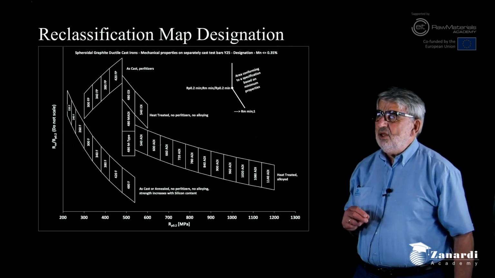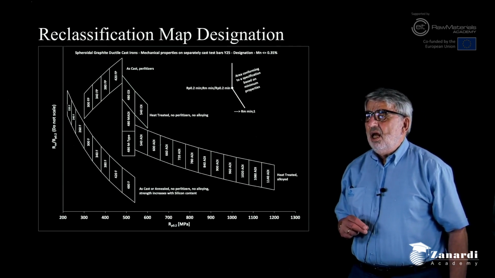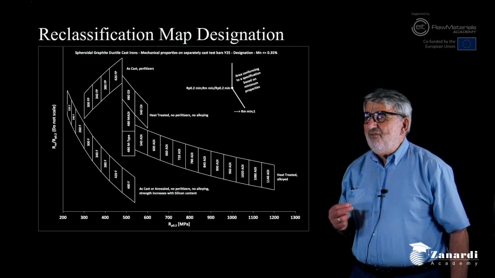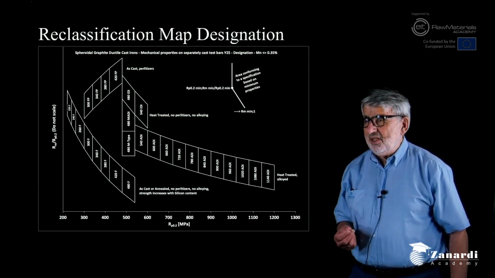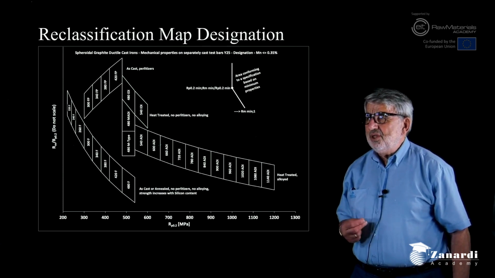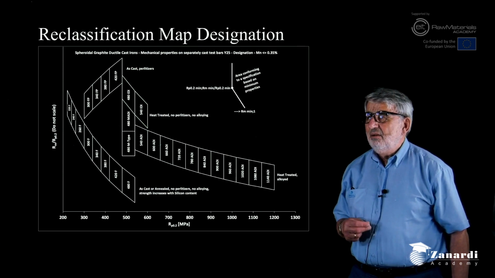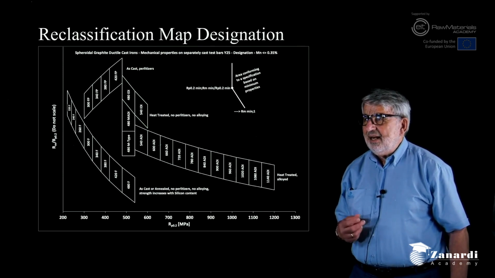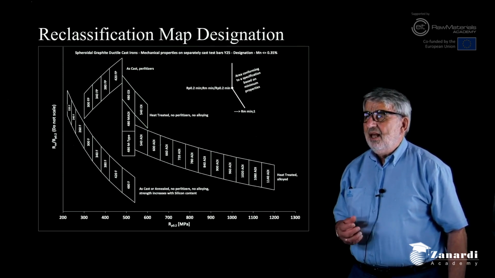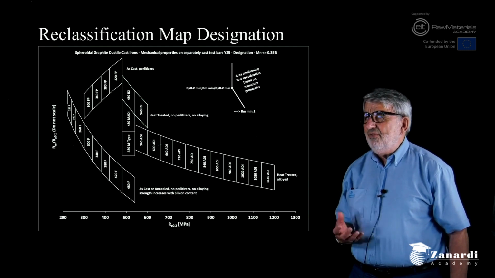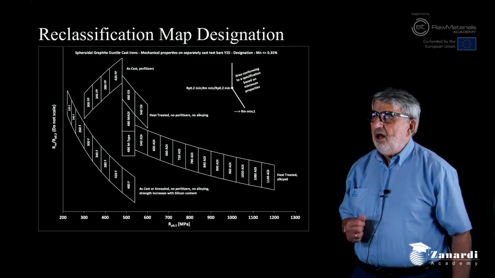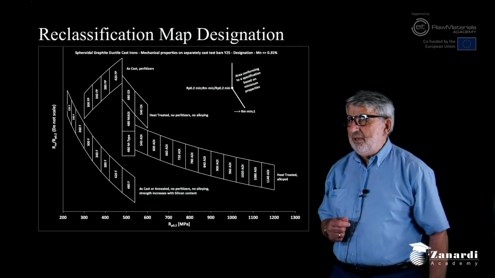And in this way you see how the different families appear, that are different processes in producing spheroidal graphite iron casting materials that are clearly identified and covering a different area of these two main properties.